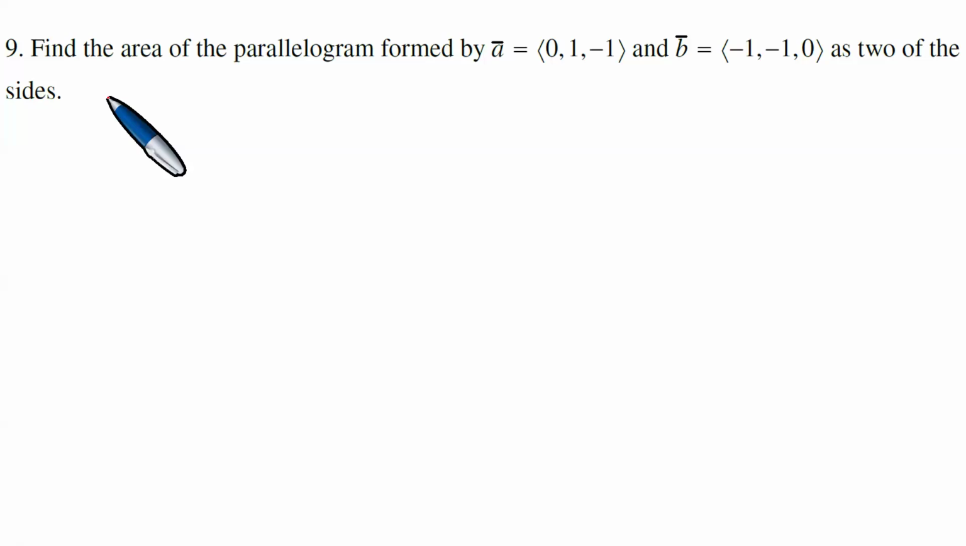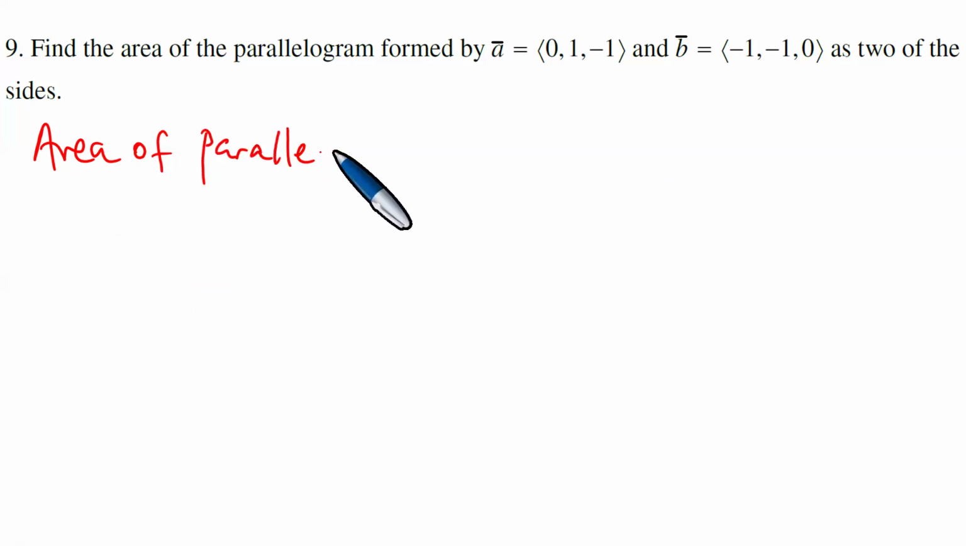I got root 6 units. Okay, you got the square root of 6 units. That's awesome. Let us check together. So now you need to find the area of the parallelogram formed by this. What is the area? It's the magnitude of A cross B.